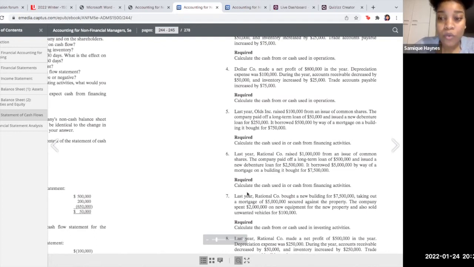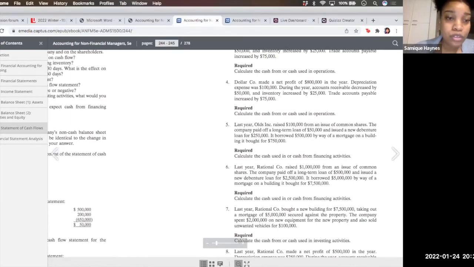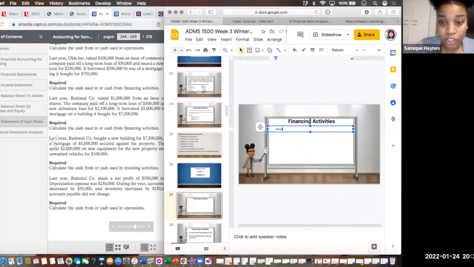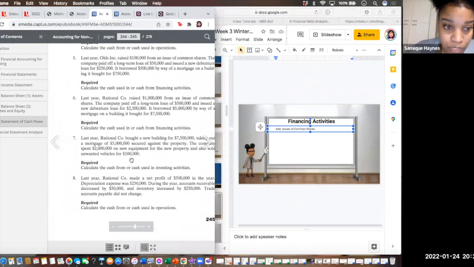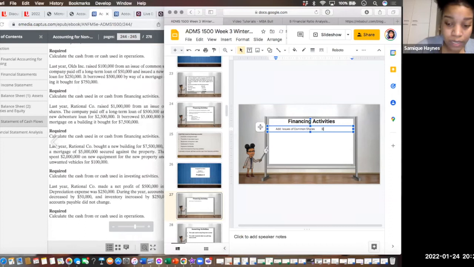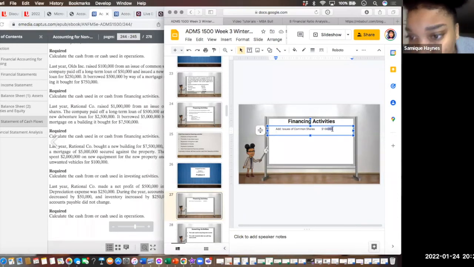So $1 million we raised from an issue of common shares, okay? So the issue of common shares, we're going to add that. Remember, this is our financing activities section. So we're adding issue of common shares. How much was that? 7,500,000? No, 1 million. $1 million. The next, this is 1 million, right?